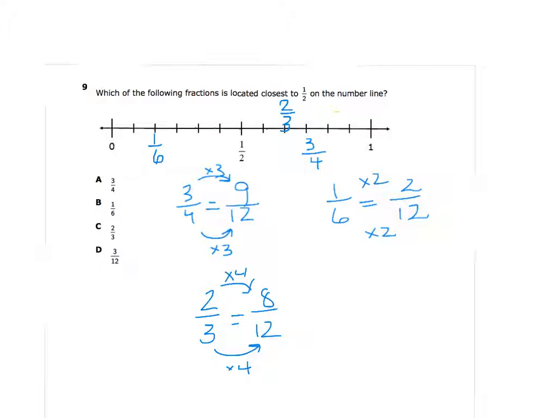And so then I look at the last one, 3/12, and for that one I don't need to change the denominator, I just need to write it where it belongs. So 3/12 would be 1, 2, 3/12. 3/12 is right here. So which fraction is closest to 1/2 on the number line? If I look at these, the closest one is going to be this guy, 2/3. So the answer is going to be C, 2/3.